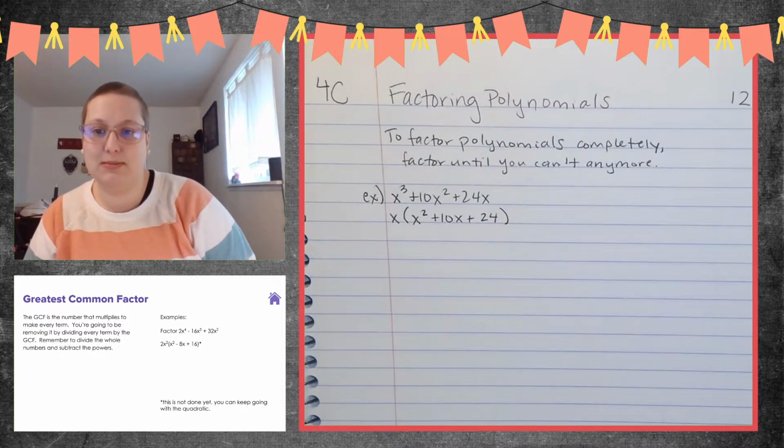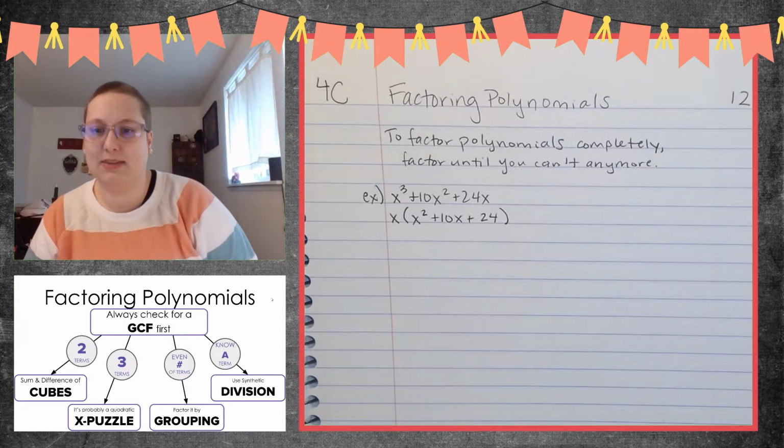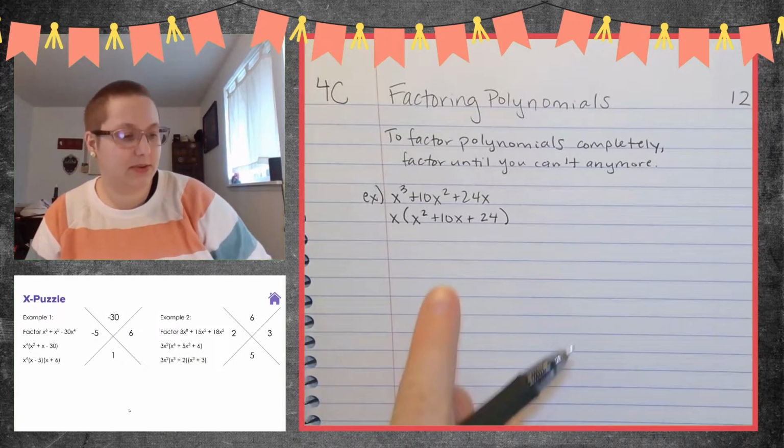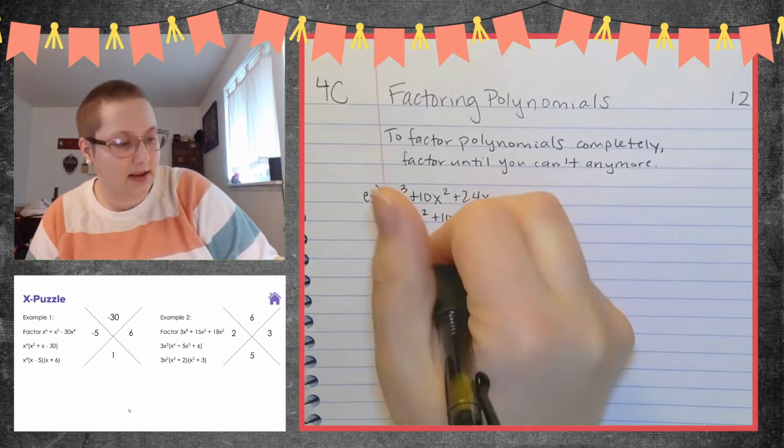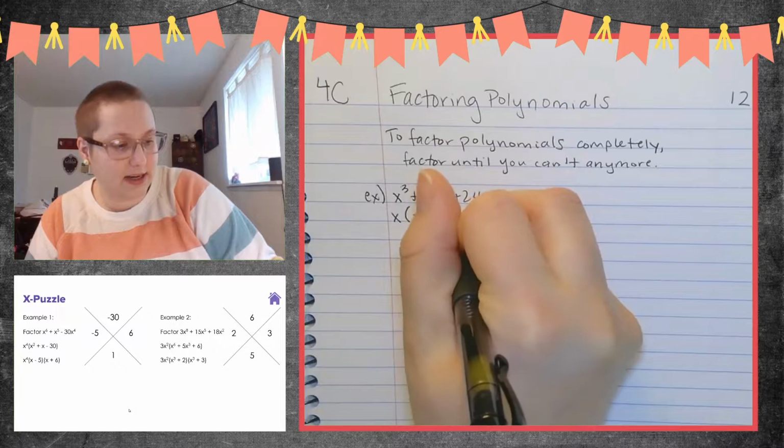So I have 3 terms. Clicked on the wrong box. It's probably a quadratic. Let's do an x puzzle. Here I'm going to do an x puzzle with this section of the problem. So I have 24 on top and 10 on bottom.